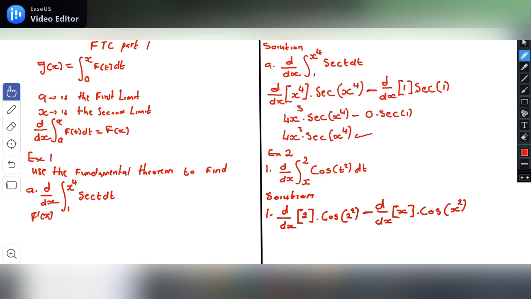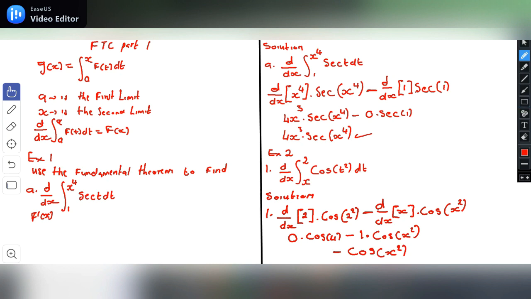Now we're going to differentiate. The derivative of 2 is what? It's 0. Multiply by cosine of 4, because 2 squared is 4, right? Minus, what is the derivative of x? It's going to give us 1. Multiply by cosine of x squared, right? So 0 multiplied by cosine of 4 gives us 0. Therefore, we'll be left with negative cosine of x squared. Can you guys see it? This is how we solve these types of questions, right?